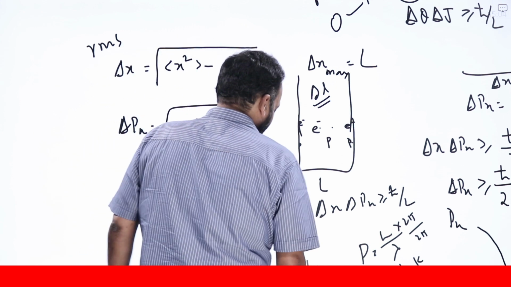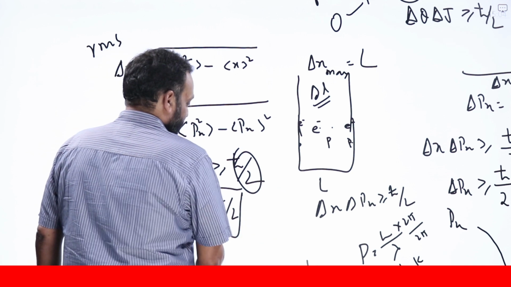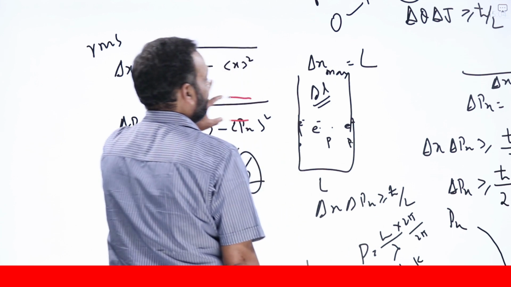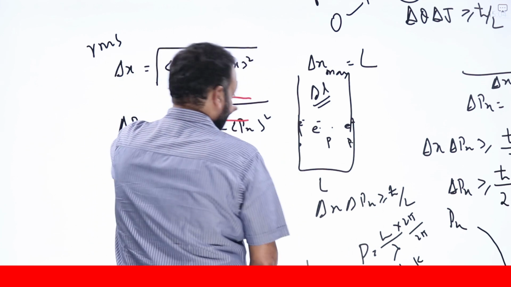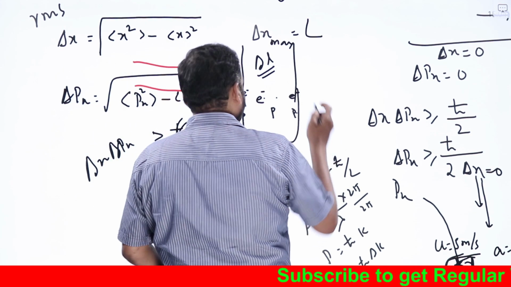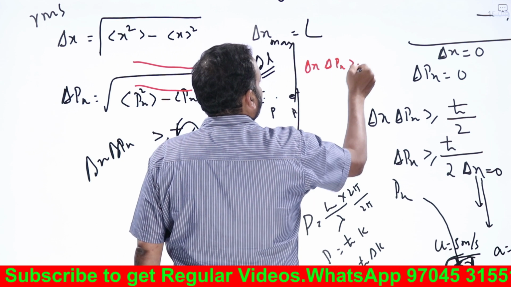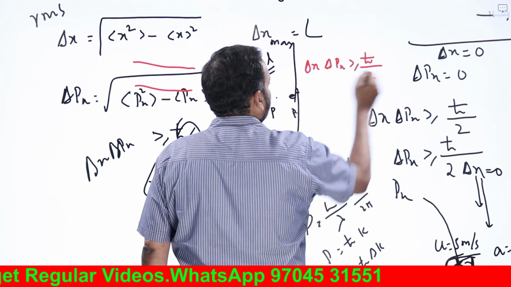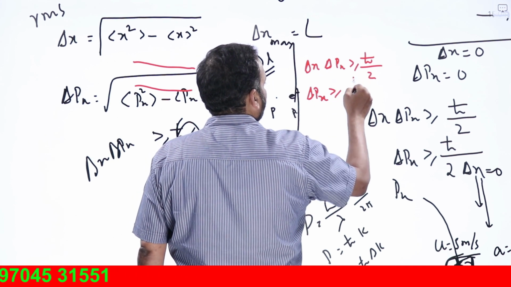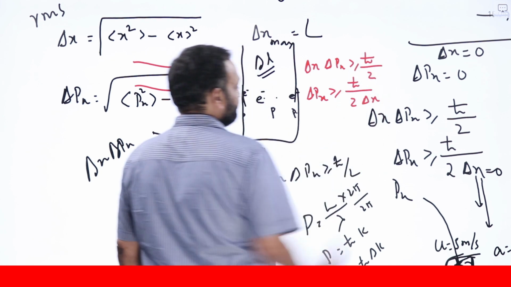Now I want to apply the uncertainty principle. So what do I do? What does the uncertainty principle say? Delta x into delta px is greater than or equal to h bar by 2. I'll write this formula here: delta x into delta px greater than or equal to h bar by 2. He is asking about uncertainties in momentum, so delta px is greater than or equal to h bar by 2 into delta x.